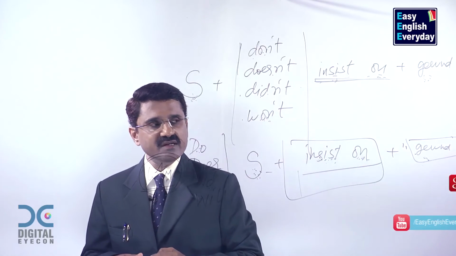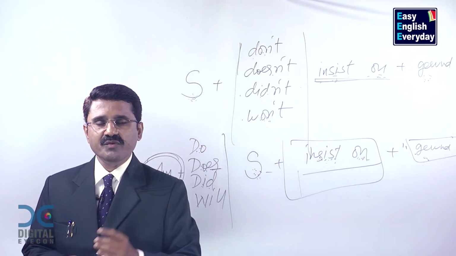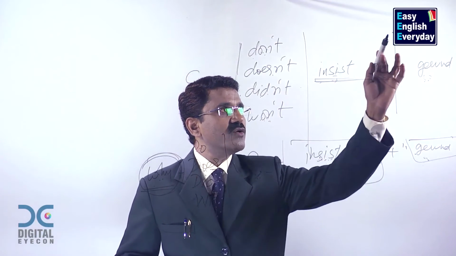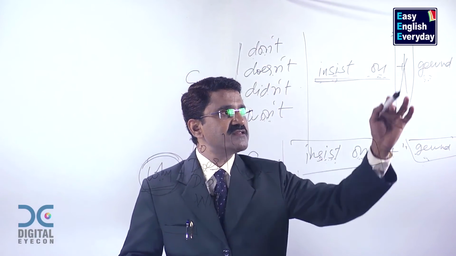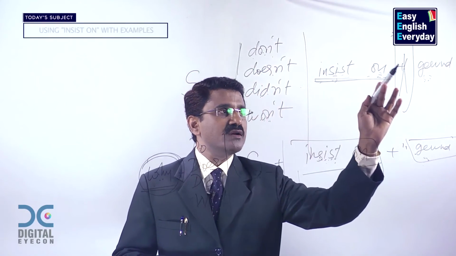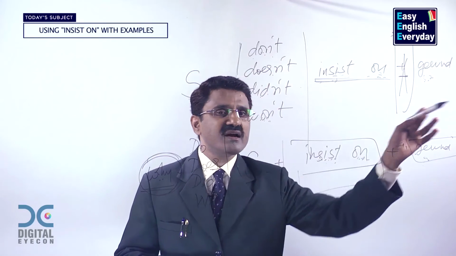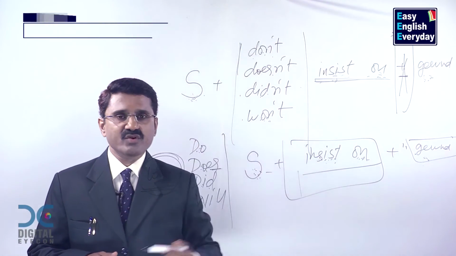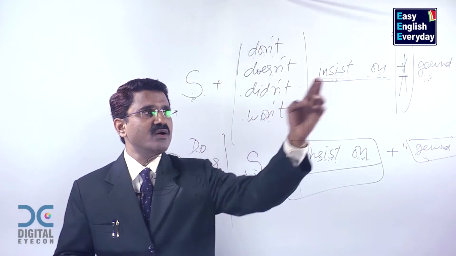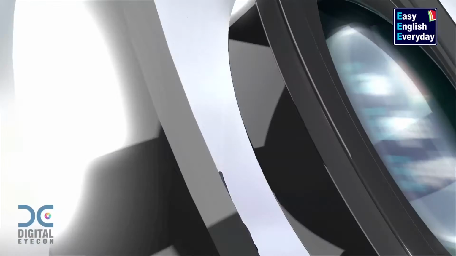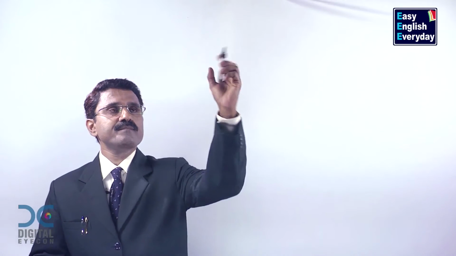Now the same sentence can also be used with one variation by involving one more person in this area. I don't insist on you parking the car here. We'll discuss more with some more examples. I'll tell you how to use sentences with one more person in the sentence. Now look at these examples.